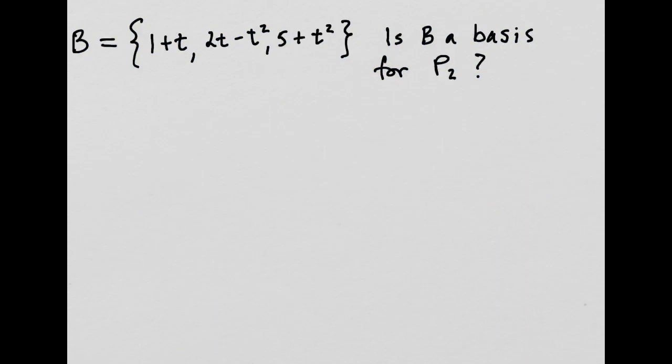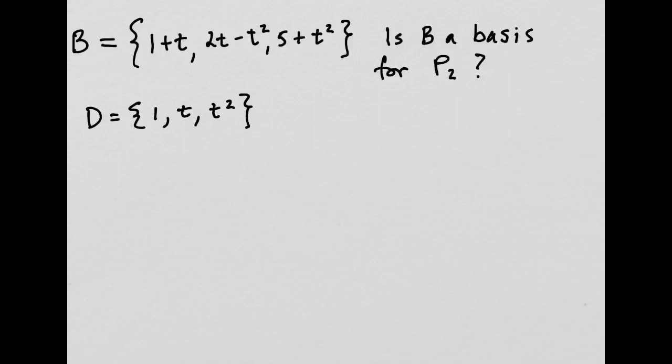Okay, so how are we going to take advantage of this isomorphism? Well, the first thing we need to do is write down this set D. So we'll do that: 1, t, t squared. And this is the standard basis for P2. The reason we call it the standard basis is that we can observe the coordinate vectors for any vector in P2 relative to this standard basis.